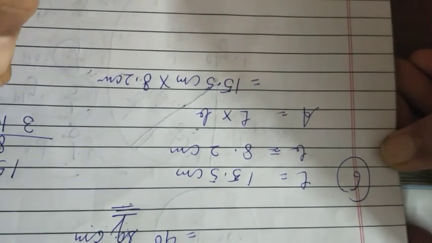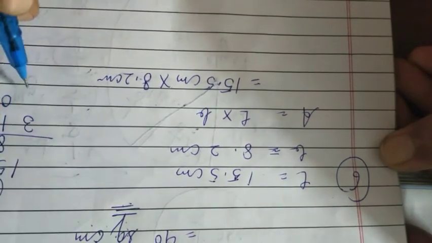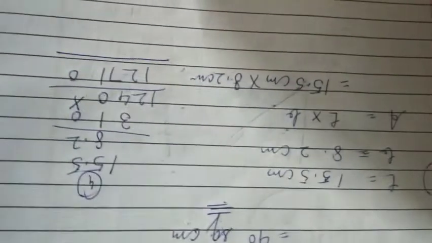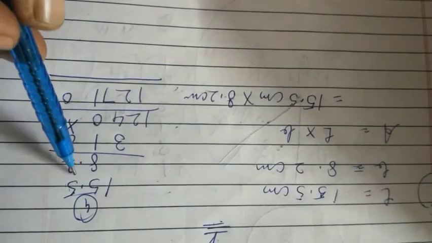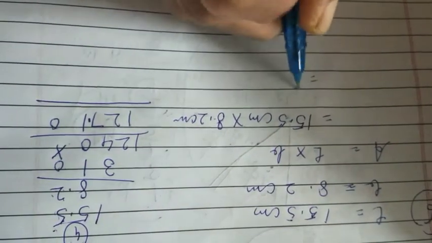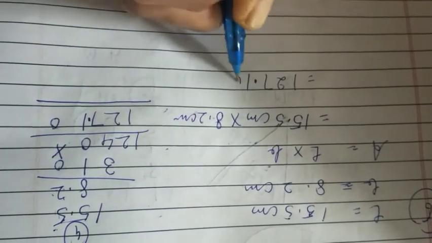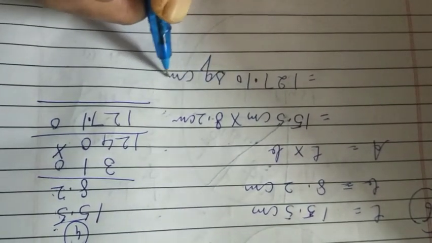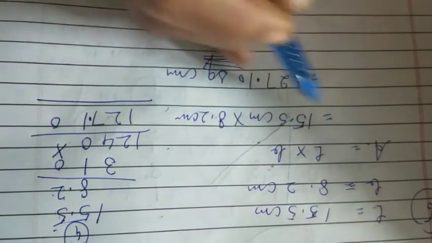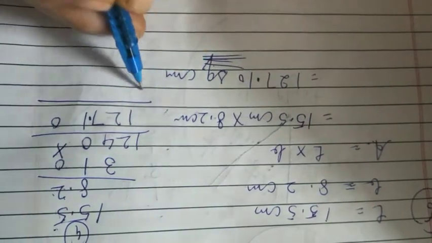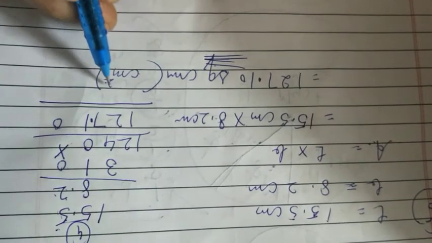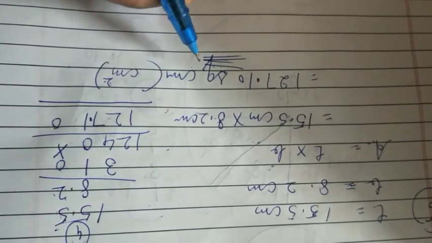Now multiply by 8. So 01712. Now you have to put the decimal. Here the decimal is given before one digit and one digit, 1 plus 1, 2 digits. So you put the decimal here. So the answer is 127.10 square centimeter. Beta, it's compulsory to write square because it is area. The unit of area is always square. You can also write it like this, centimeter square.